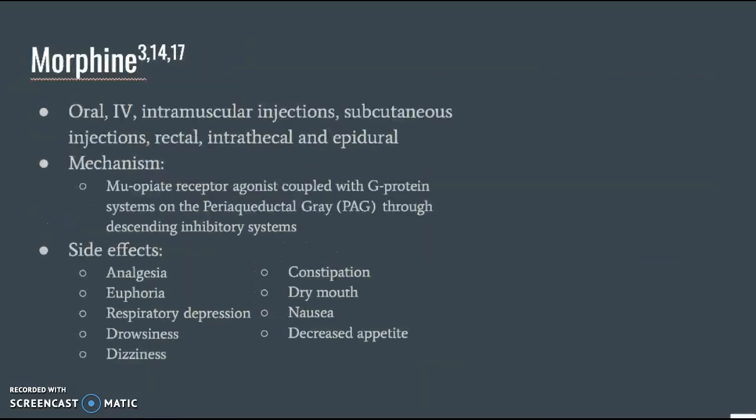therapy session. Morphine is a strong analgesic that has been used for the relief of moderate to severe acute and chronic pain. Morphine can be administered various ways listed. Morphine causes the perception of pain to be altered in the spinal cord through descending inhibitory systems. This mechanism is through morphine being a mu-opiate receptor agonist coupled with G protein systems acting on the periaqueductal gray. Here are the side effects.